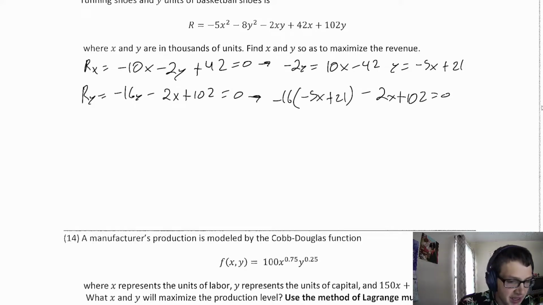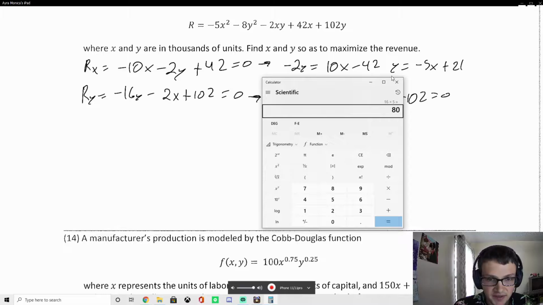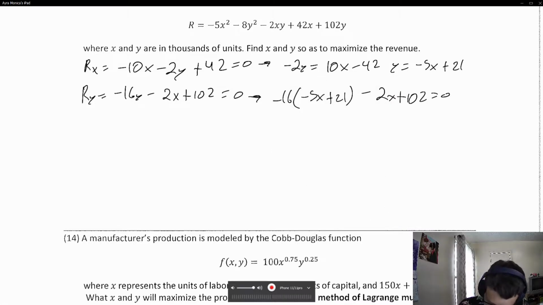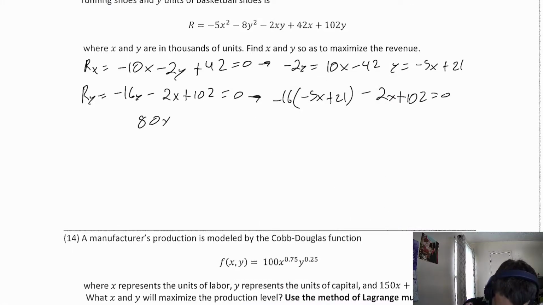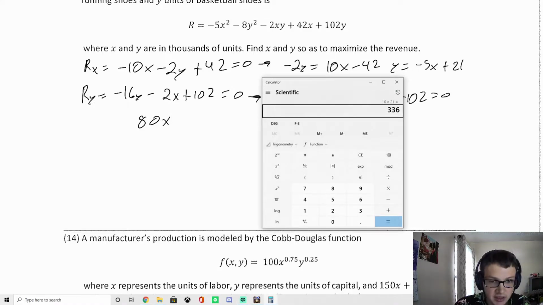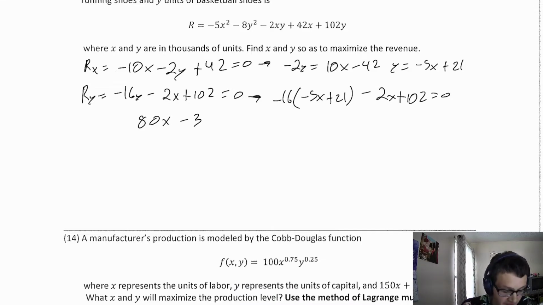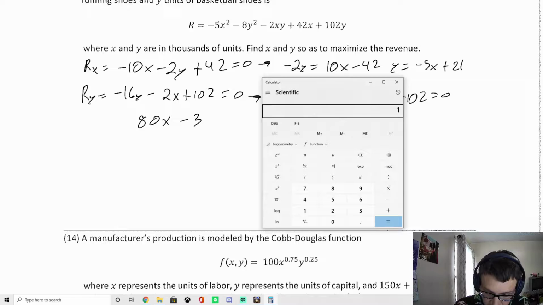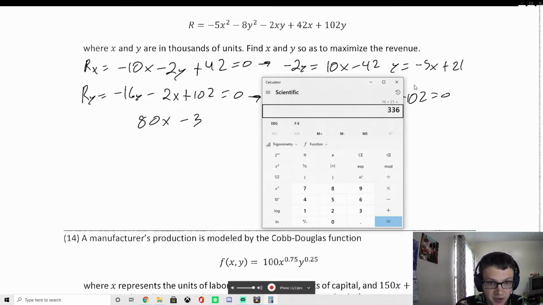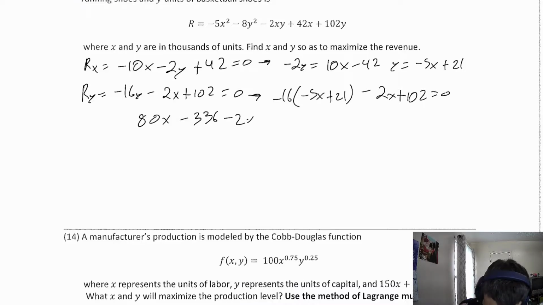16 times 5 is 80. So this gets rewritten to be 80x. 16 times 21 is 336. Carrying out the negative, we get minus 336. Minus 336 minus 2x plus 102 equals 0.